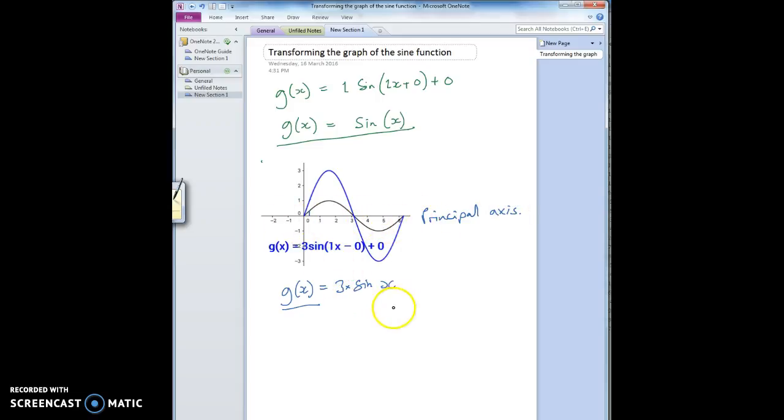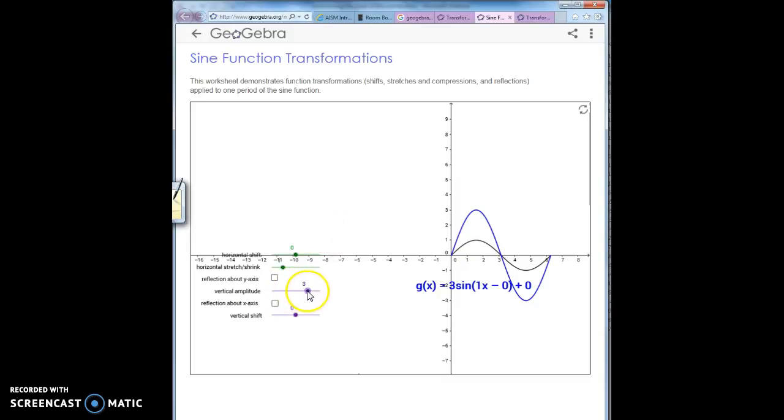Okay, now let's have a look at another one. We're going to take that back to 1. Let's take the amplitude back to 1. And now let's investigate what happens with vertical shift. Okay, so we were just talking about the principal axis. Now watch what happens as we change the vertical shift.